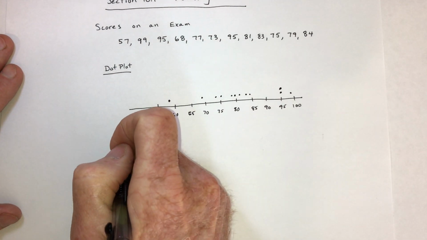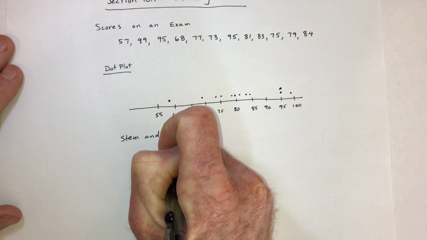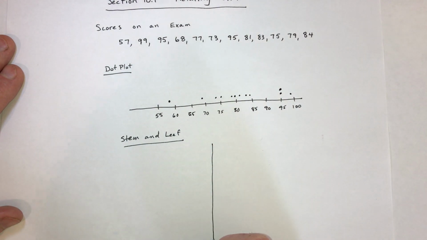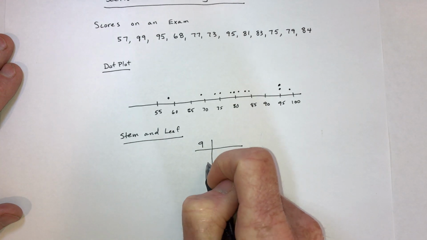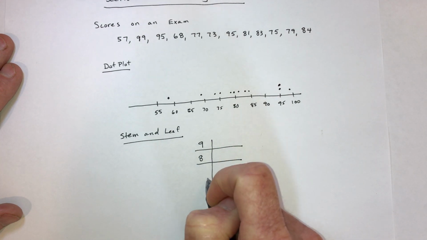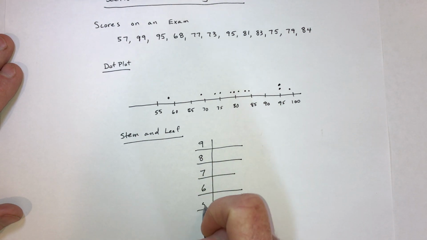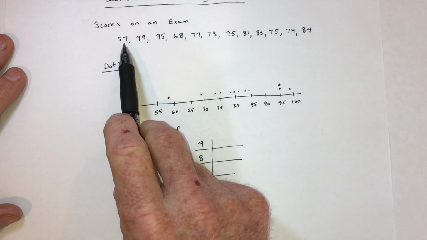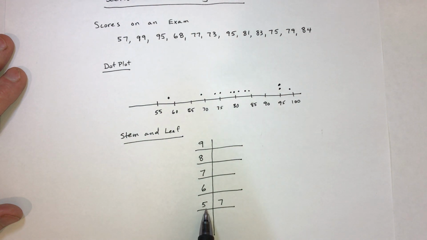Now the next kind of graph is called a stem and leaf plot. And it goes like this. So these are all going to be all the people that got 90s. These will be the people that got in the 80s, and then the 70s, the 60s, and the 50s. So for the people in the 50s, there's actually only this one person that got a 57. So you write it like this, 57. And this is called the stem, and this is called the leaf.